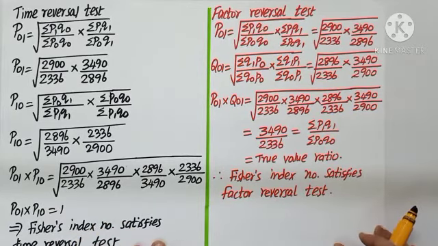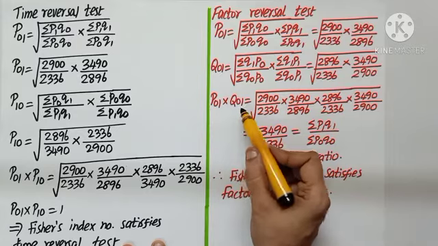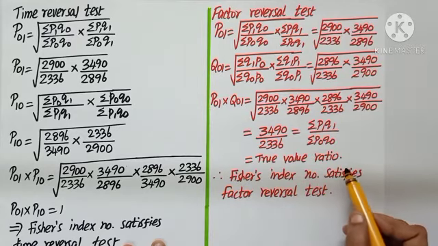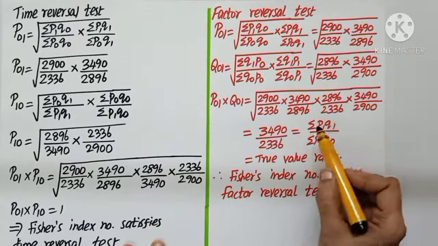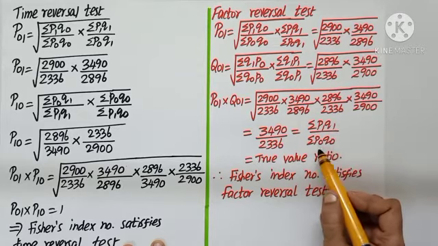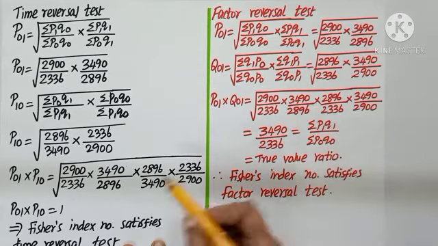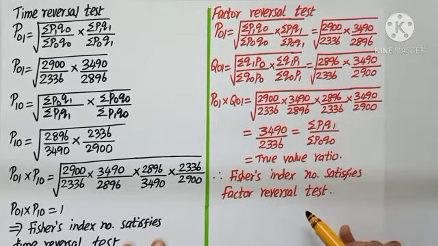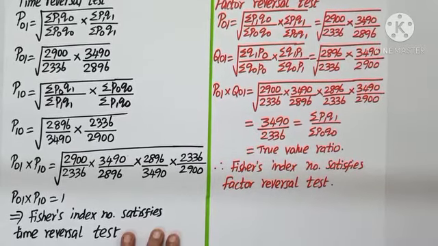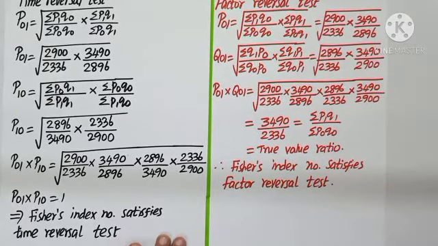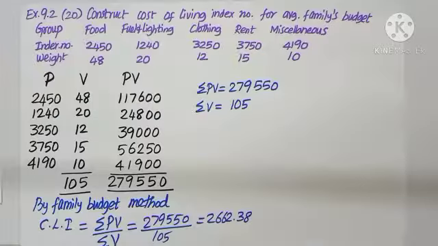Let us recall the formula once again. P01 into P10 should give me 1. P01 into Q01 should give me true value ratio, that is sigma P1 Q1 by sigma P0 Q0. Having verified the two conditions, let us declare Fisher's index number satisfies time reversal test and factor reversal test, and that is the reason why it is called an ideal index number.